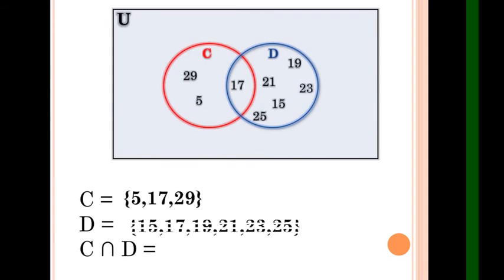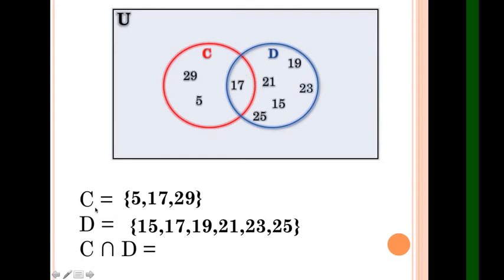Okay, so we've done discussing C and D. The elements of C are 29, 5, and 17. For the elements of D, we have 17, 21, 19, 23, 15, and 25. As I can see, this is a joint set kasi merong laman yung kanilang intersection.